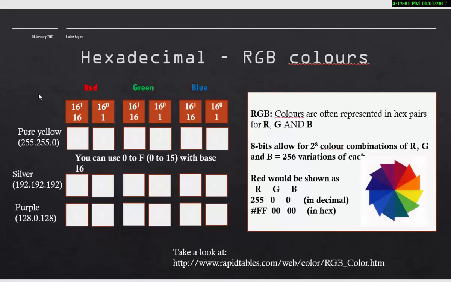Here's another example. We would represent red, green and blue for pure yellow. So 255 would be F, F, F, F and 0, 0. And in the case of 192, how would we represent 192? How many 16s would we need to represent this colour?